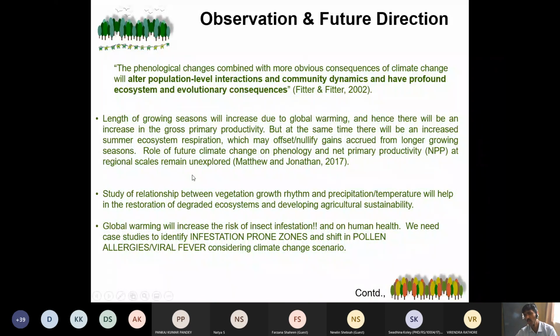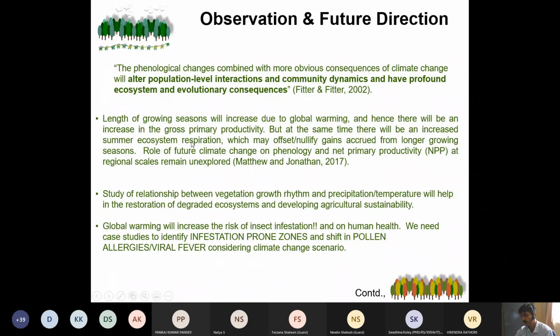Now, when we talk about the length of the growing season, if the length of the growing season is increasing, your gross primary productivity will increase, right? Now, what will happen? That is going to increase the summertime respiration, which is going to nullify or offset the gains accrued due to the longer growing period.